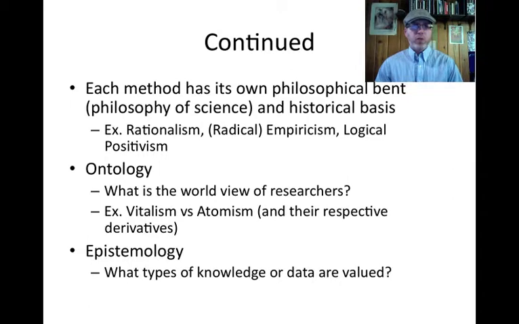I have up here on the screen an example of rationalism, empiricism and radical empiricism, logical positivism. These are all philosophical things behind science, as well as the way that we approach the research method. When we start talking about William James's radical empiricism, what does that mean? What types of data are taken to be valid within radical empiricism?